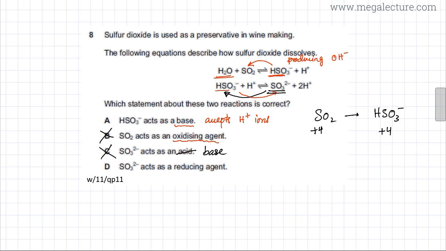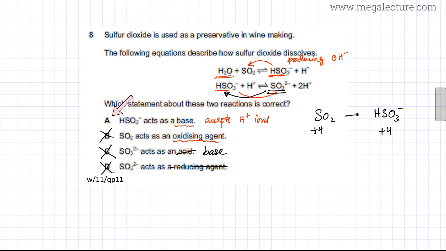The last one is that SO3 2 minus acts as a reducing agent, which is also incorrect. We've already figured this out, that there is no reduction or oxidation happening. It's not a redox reaction. In both of these reactions, there is no change in oxidation state. So whether you're talking about oxidizing agent or reducing agent, the terms do not apply, because if it's a reducing agent, it must get oxidized. But there is no redox reaction happening. So option D is definitely incorrect as well.